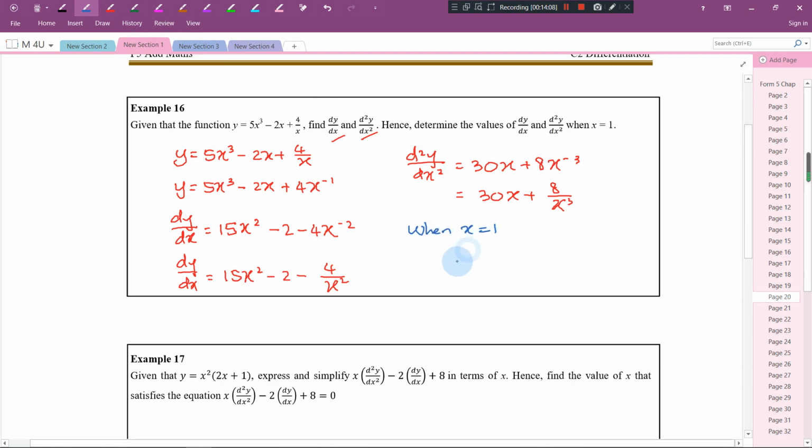When x is equal to 1, dy by dx is equal to, okay, now we just look at this one, 15x squared, and we know x is equal to 1, so we are going to substitute the 1 inside here. 15 minus 2 minus 4, you will get 9. Okay, so how about the value of d2y by dx squared, second derivative?